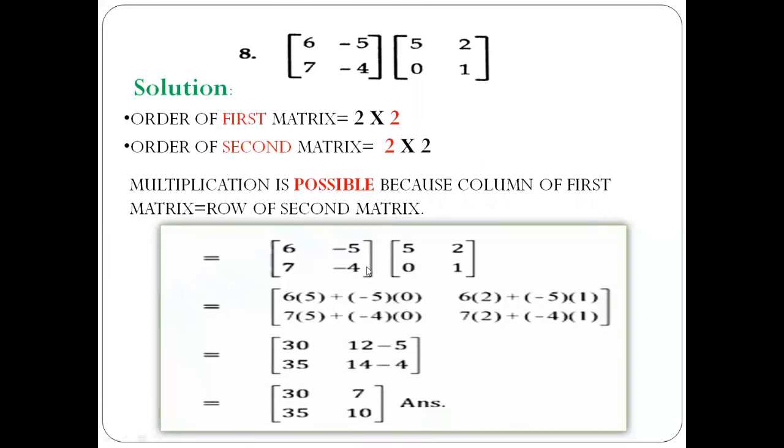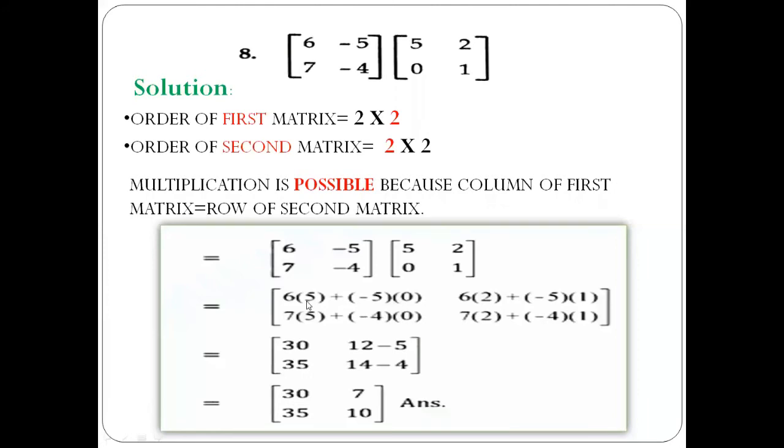Now, second row, first column. First element with first, second element with second: 7 multiply by 5, minus 5 multiply by 0, and then you will add these two numbers. Now, second row, second column. How will you multiply? 7 multiply by 2 and minus 4 multiply by 1.